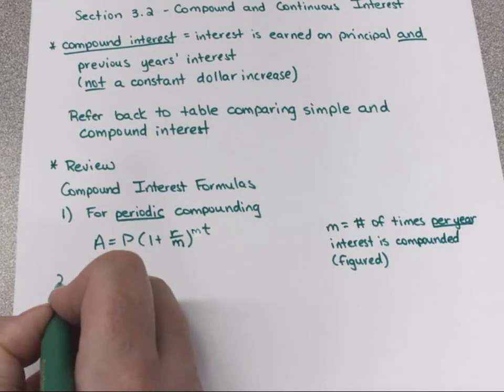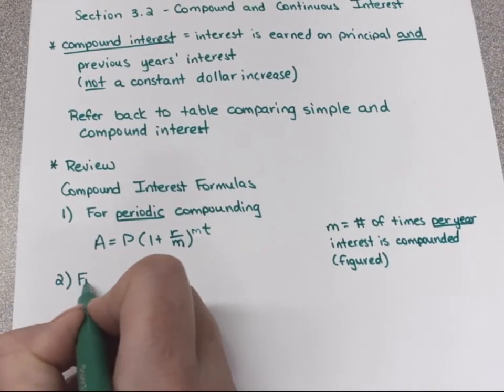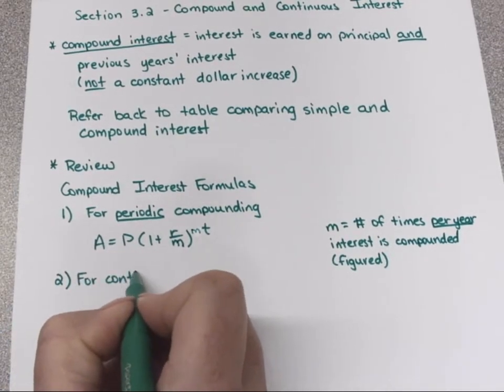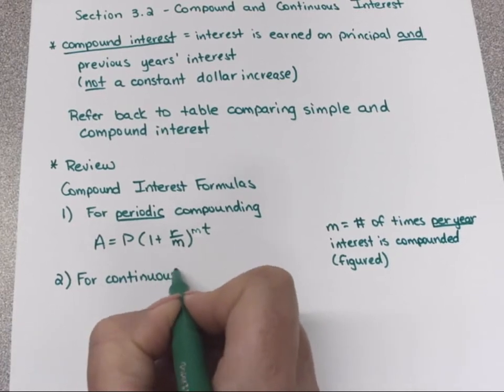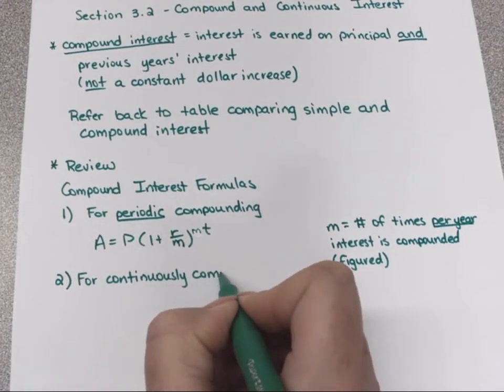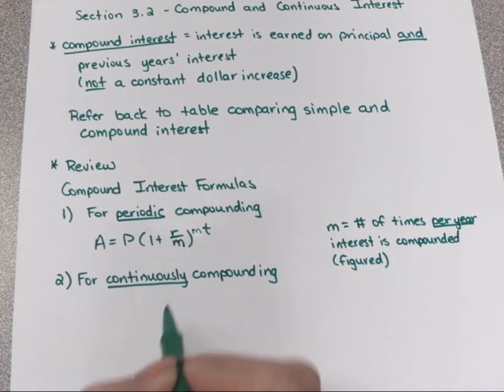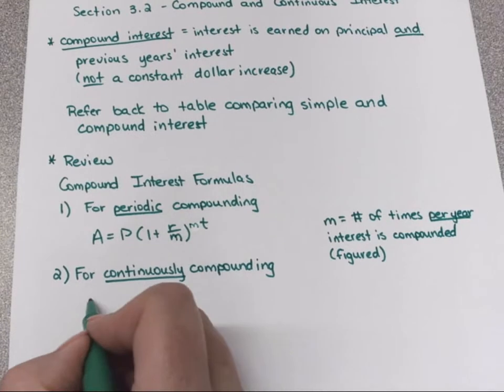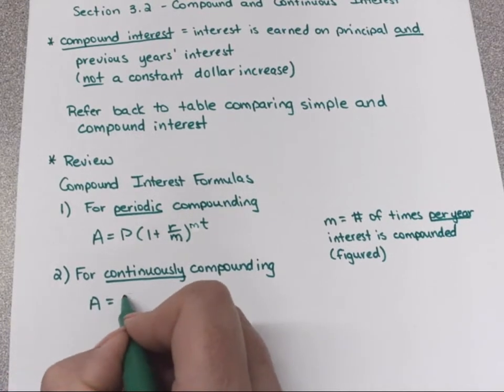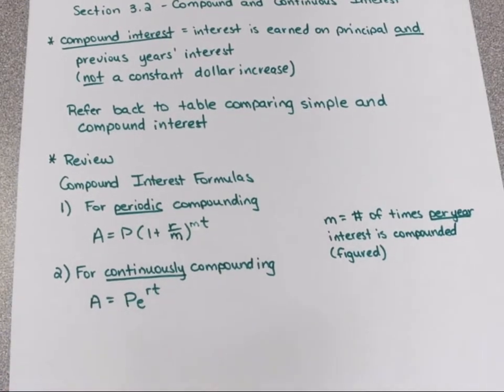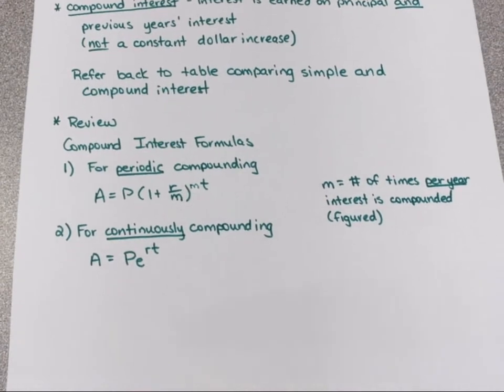So this is for any type of periodic compounding, and then remember a couple sections ago we looked at also what we call continuously compounding interest. So that's just what it sounds like. It's just always, it's always kind of climbing. So I call this the PERT formula, but it's not P times E times R times T. The R and the T are in the exponent spot, so make sure you write that properly.